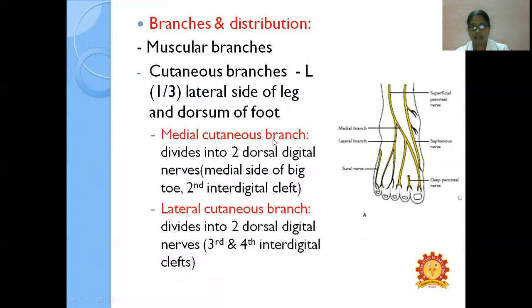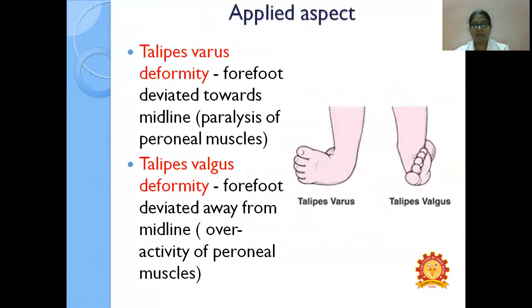You see here two branches. The terminal branch, the medial cutaneous nerve, divides into two dorsal digital nerves, which supply the medial side of the big toe and also the second interdigital cleft. Whereas the lateral cutaneous branch divides again into two dorsal digital nerves and they supply the third and fourth interdigital clefts. The first interdigital cleft is supplied by the deep peroneal nerve, whereas the remaining interdigital clefts are supplied by branches from the superficial peroneal nerve. So, muscular branches and cutaneous branches.